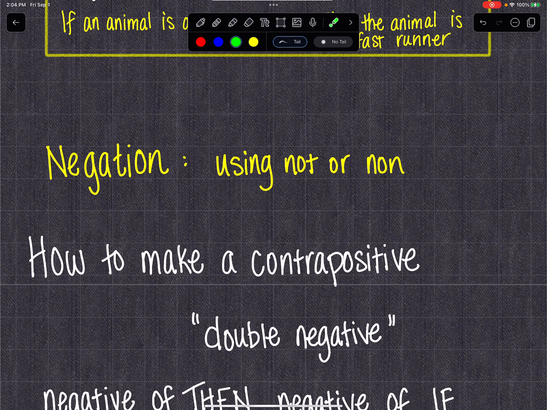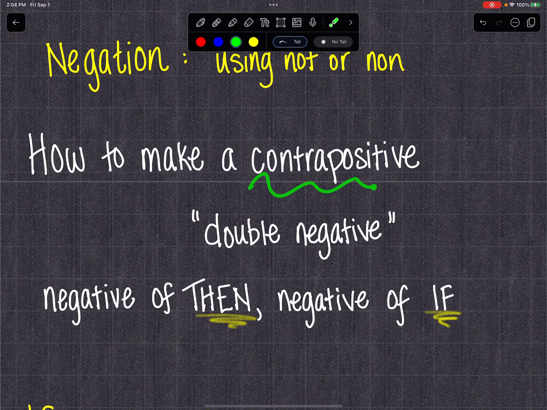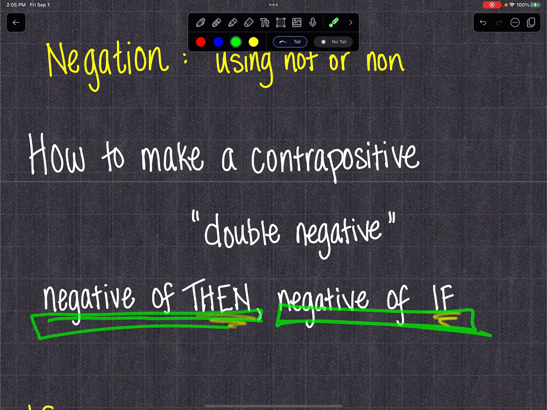If you change the sense of the if statement, like not or non, you can also make a contrapositive. So this is a new vocabulary word. Contrapositive means a double negative. It's changing the if statement and it's changing the then statement. So I will show you how you do that, but that is considered a double negative. You make the then into a negative, and then you have the negative of if.